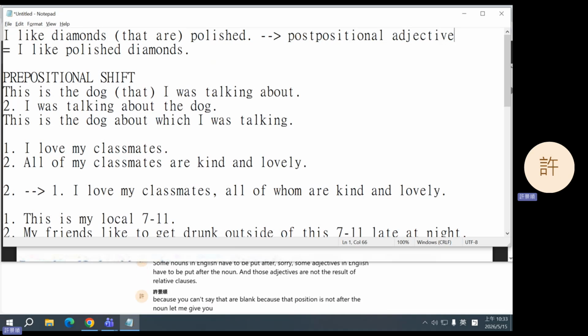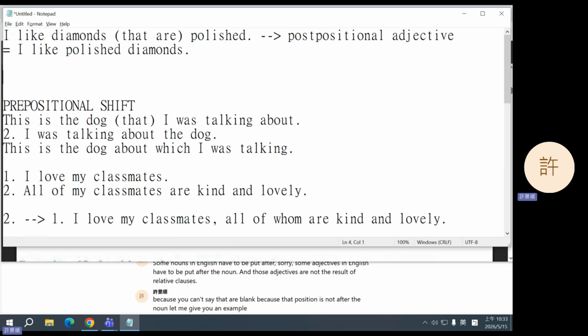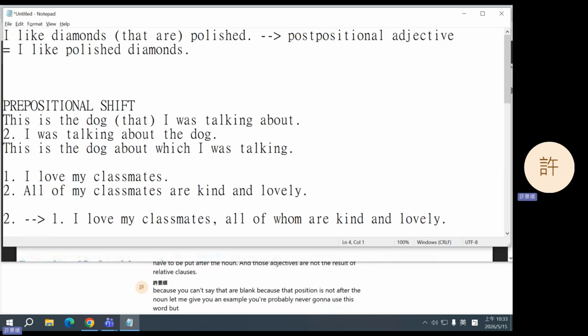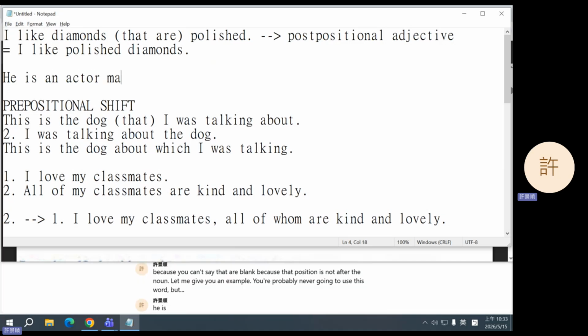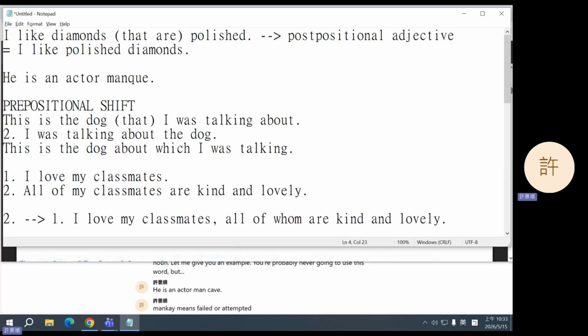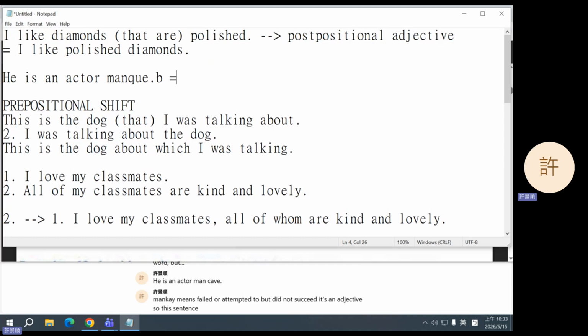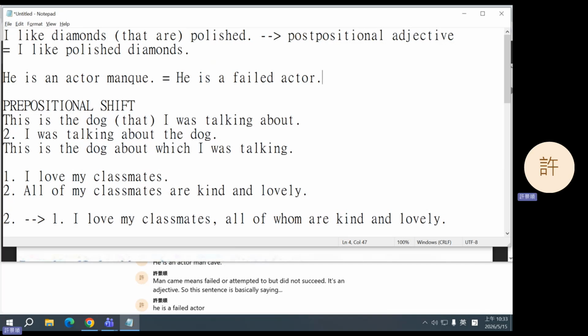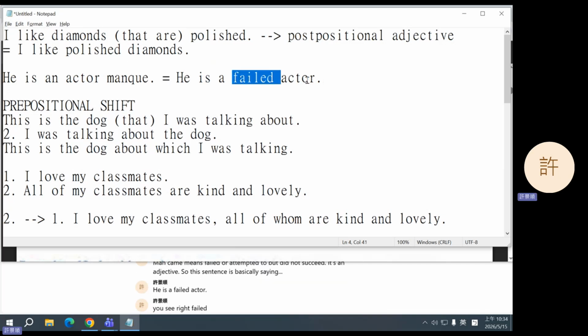Let me give you an example. You're probably never going to use this word, but he is an actor manqué. Manqué means failed or attempted to but did not succeed. It's an adjective. So this sentence is basically saying he is a failed actor. So you see, right? Failed comes in front, but manqué comes after the noun.